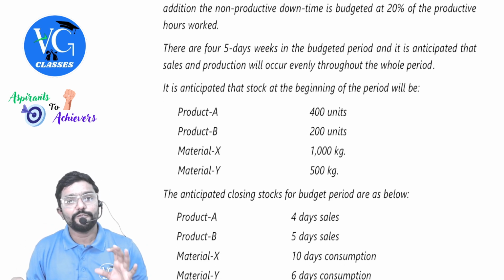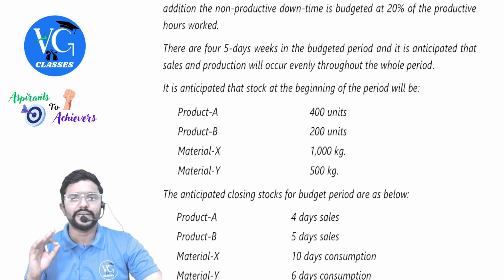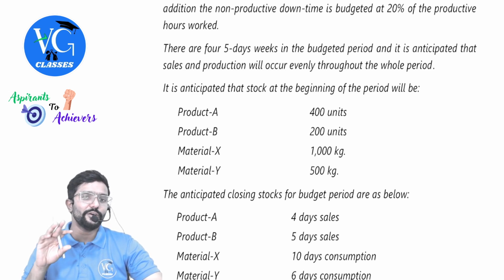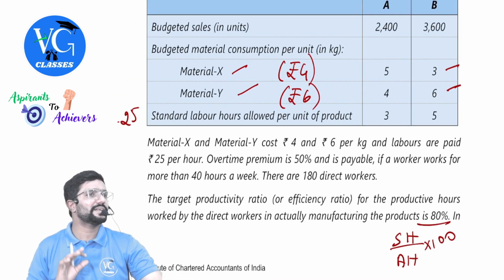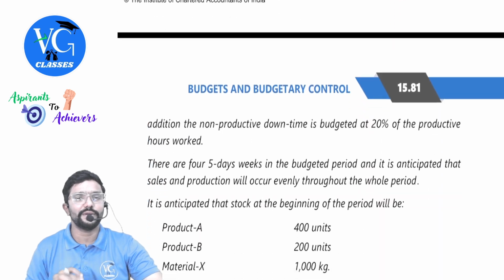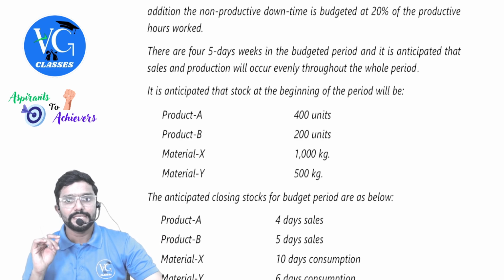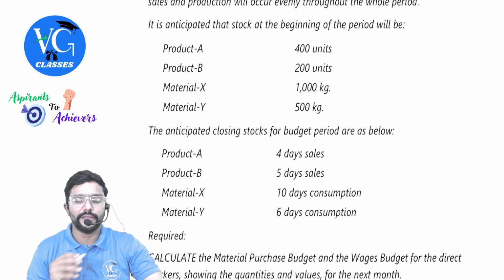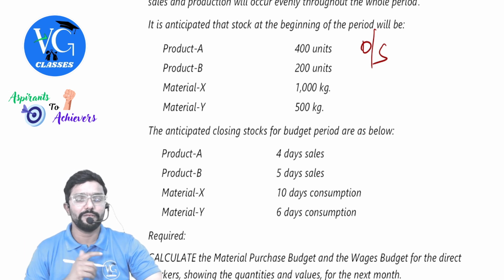There are 4 five-day weeks in the budgeted period, and it is anticipated that sales and production will occur evenly throughout the whole week. So 4 weeks, and in a week, how many days? 5 days. And in a week, how many hours will you work? 40 hours. How many workers are there? 180 workers. All those are important to calculate hours. Sales and production will occur evenly. It is anticipated that the stock at the beginning of the period will be opening stocks. Product A, product B, output. Material X, material Y, input.